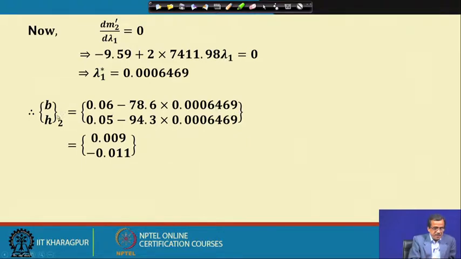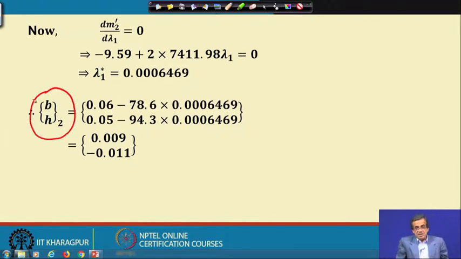So, I will be getting the values for b and h in the next iteration, and if you calculate, you will be getting values like b is 0.009 and h is minus 0.011. So, this type of possible solutions we are getting for this particular b, h 2. Now, we will have to check the feasibility of this particular solution.